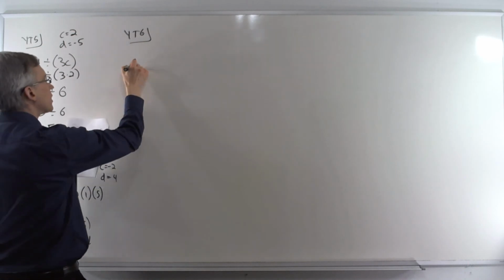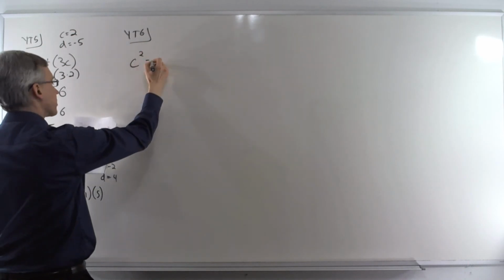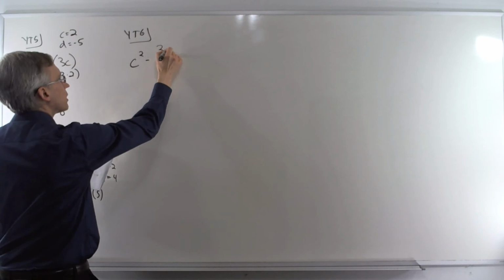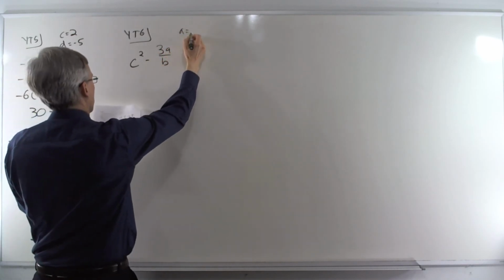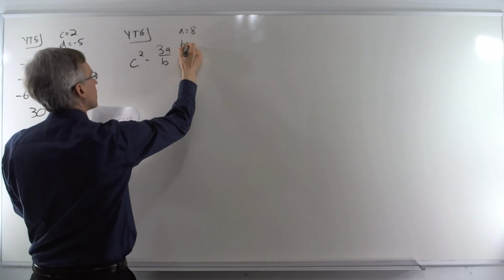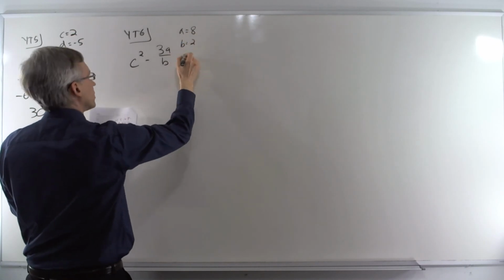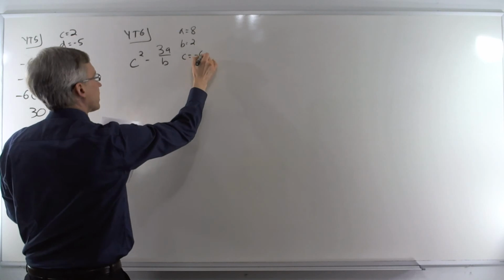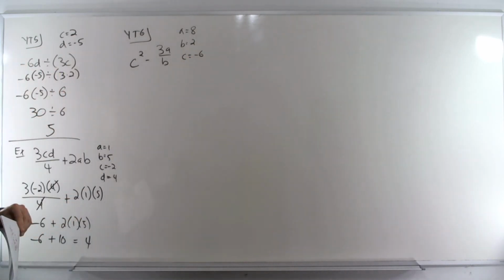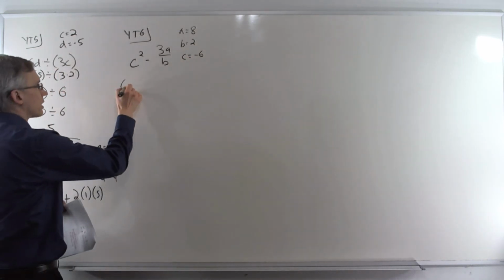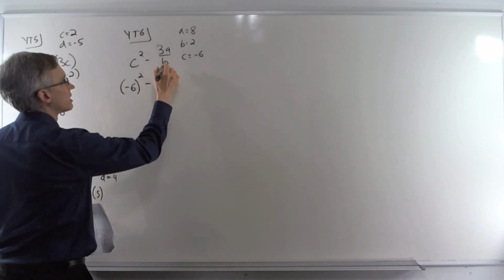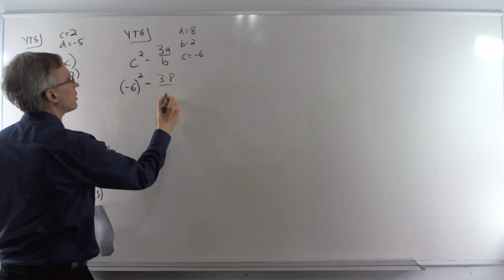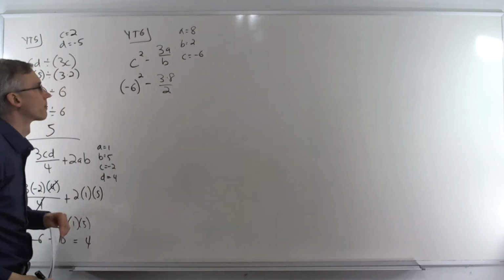c squared minus 3a over b, when a equals 8, b equals 2, and c equals negative 6. By plugging these in, we get a negative value here, so I'm going to put that in parentheses, squared, minus 3 times a, so that's 3 times 8, over b, which is 2.